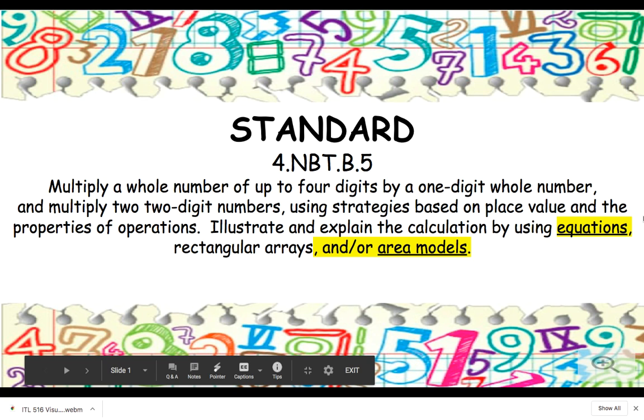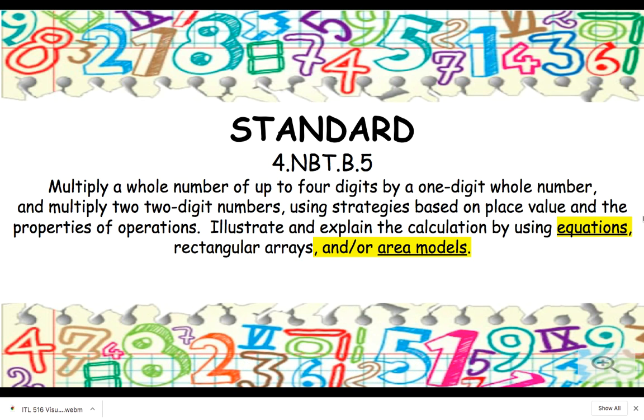The visual model that I am focusing on is the area model. I am using the Number and Operations in Base 10 standard 5 for 4th grade, and it states that students will be able to multiply a whole number of up to 4 digits by a 1-digit whole number and multiply two 2-digit numbers. They will be able to do this by using strategies based on place value and the properties of operations. They will also be able to illustrate and explain the calculation by using equations, rectangular arrays, and/or area models.